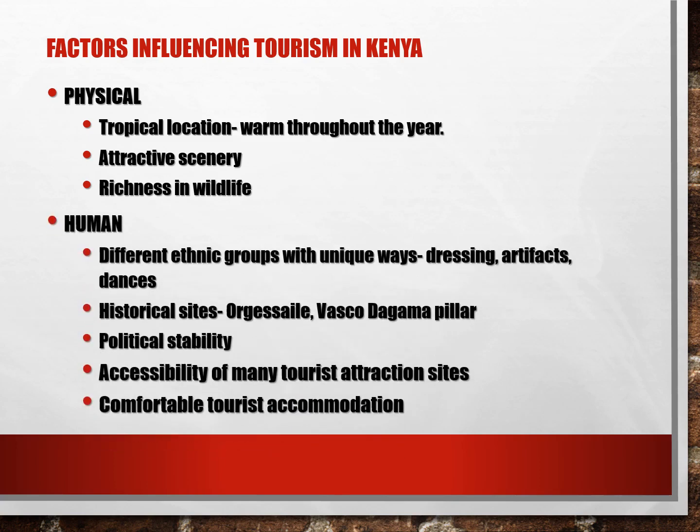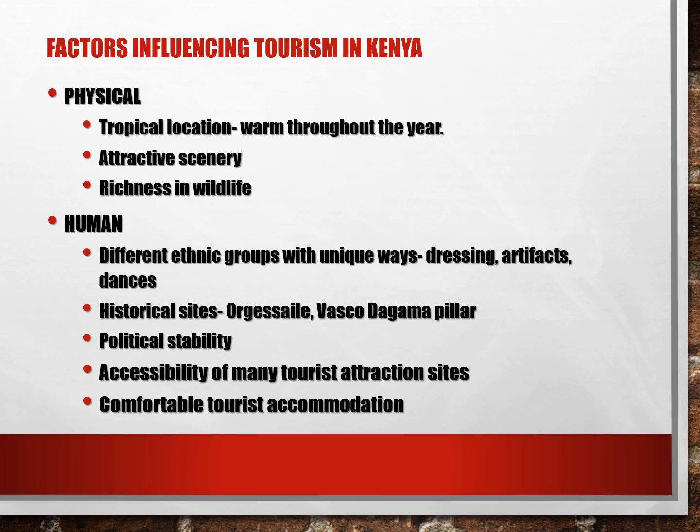For the human factors, we have different ethnic groups. We have a diverse array of ethnic groups in this country. Almost or about 42 ethnic communities in this country. All these communities have specific ways of dressing. They have artifacts, they have dances, they have some cultural festivals and all that. So we do not have a scarcity of unique ethnic diversity in this country.